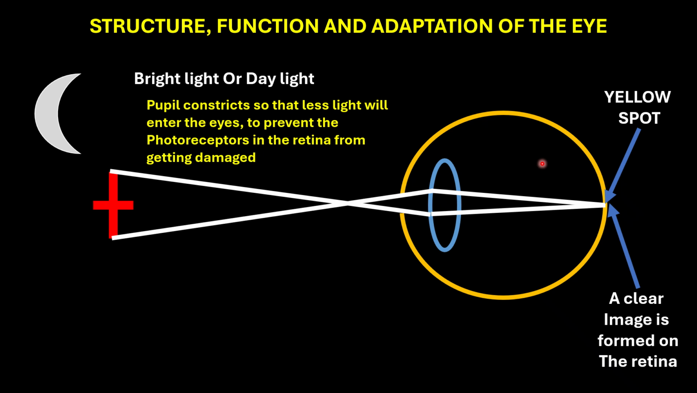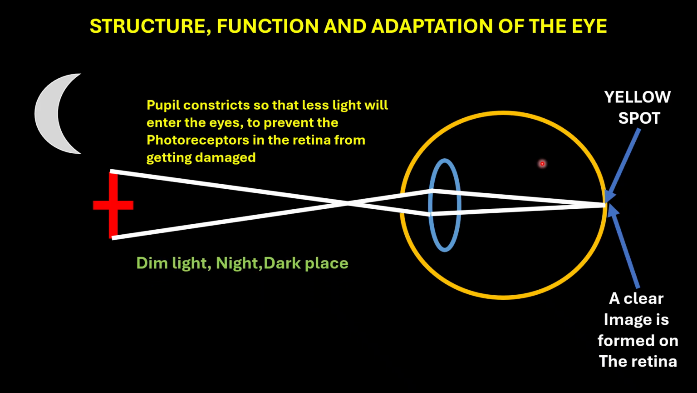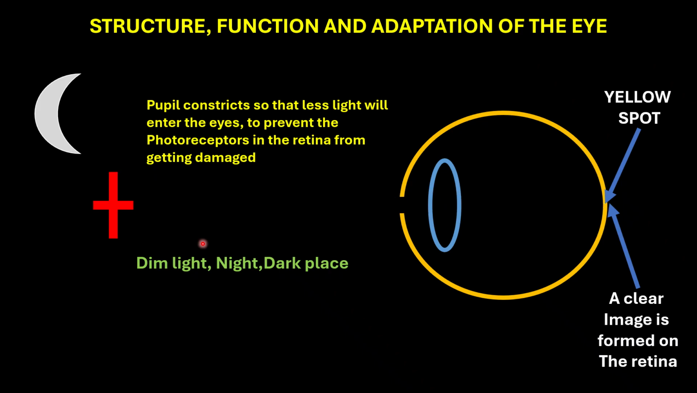Okay, now the sun is no more there in the sky. The sun has just set, and now it is evening time. At night, dim light is the condition the eye will be exposed to. That is dim light or dark, in a dark place or whatever. If in the night you are in a dark place within a dark environment, what will be the condition? So when you are in a dark place, I want you to watch this carefully.